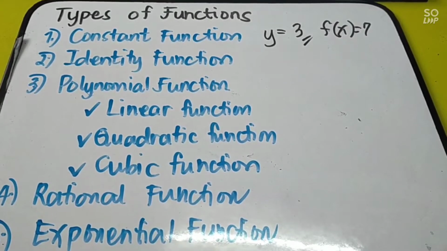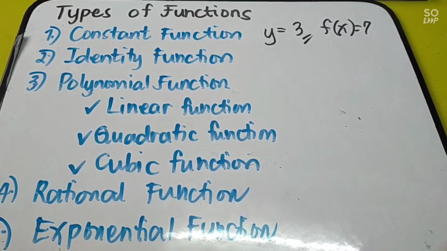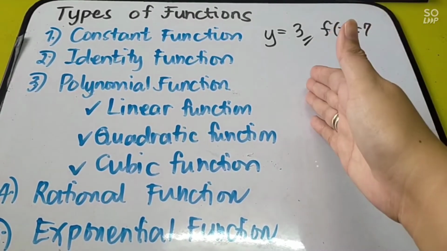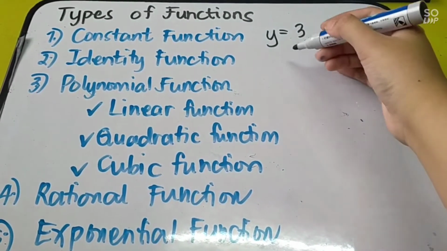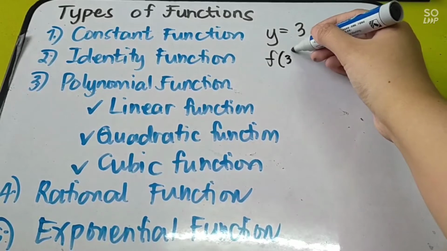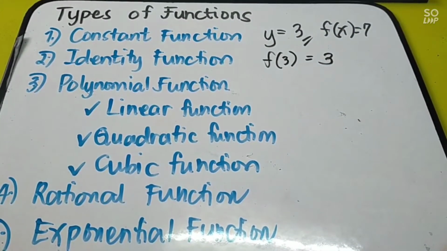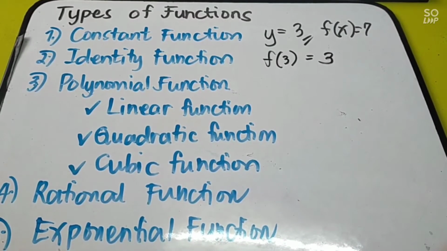Next tayo, let us have number 2, identity function. When you say identity function, if the number that you substitute is equal to the number itself. For example, you have here f of 3 is also equal to 3. That is identity function. Next tayo, polynomial function.